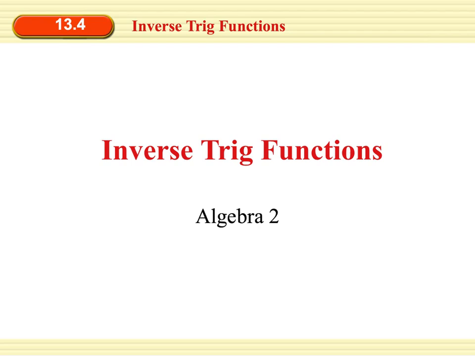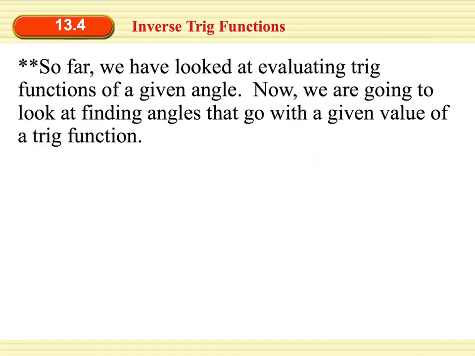Today we're going to look at Section 13.4, which deals with what we call inverse trig functions. Up until this point in Chapter 13, we've learned how to evaluate trig functions when given a specific angle. In other words, we've said the sine of pi over 6 is equal to 1/2, and we've done that using the ratios of the lengths of the right triangles. We know that sine is y over r, or opposite over hypotenuse.